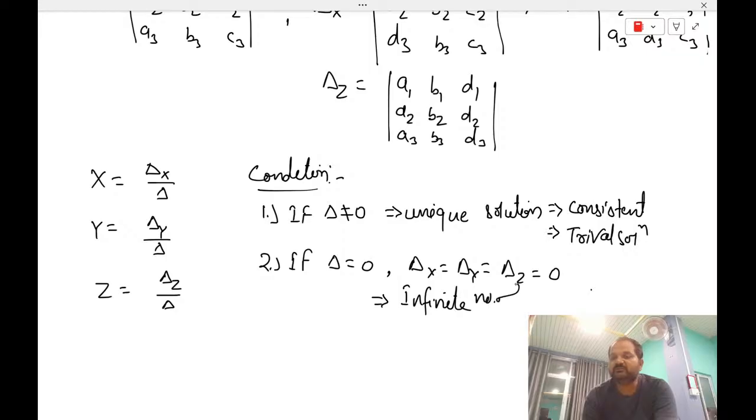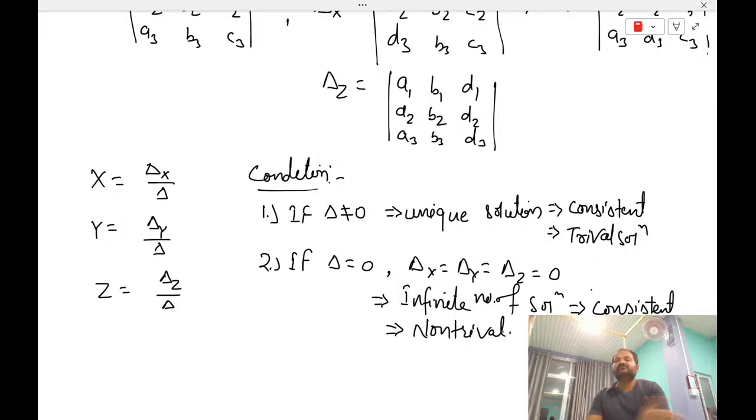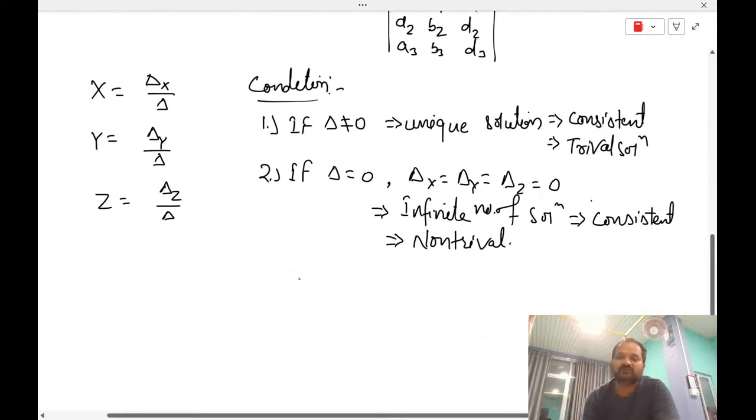Infinite number of solutions. So it has the solutions, so the system of equations is called consistent, and it is also called non-trivial solutions. It means the x, y and z values will be in terms of another constant value, that is a multiple of k. So it is also called the non-trivial solutions.